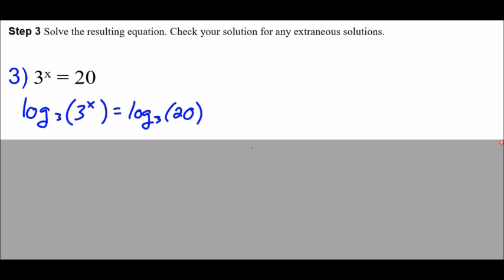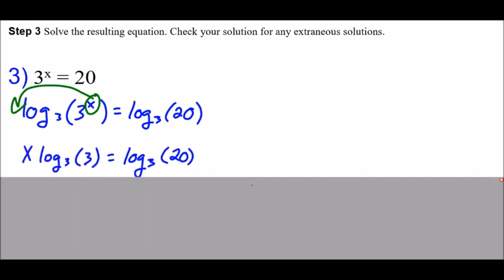Because our step 3 is now to solve the resulting equation, and this is how you do that. We can apply our logarithmic properties, the power rule for logs. That says that if there's an exponent, I'll circle that here, we can take that and move it in front and multiply that to the log. So now we have x times log base 3 of 3 equaling log base 3 of 20.